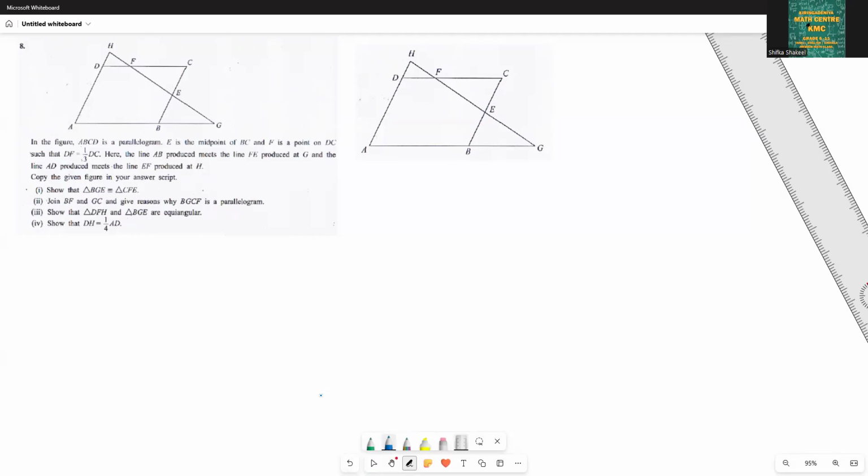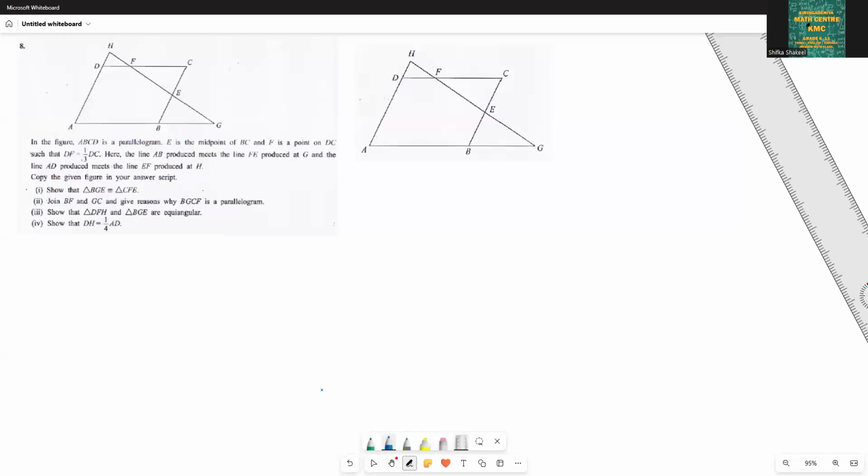Hello, children. Today we are going to discuss the 2024-2025 O-Level Maths paper, question number 8. Normally, question number 8 is a construction question, but this time it's a proving question, a geometry question. They're asking you to copy the given figure, so I have already copied it to make it easy.